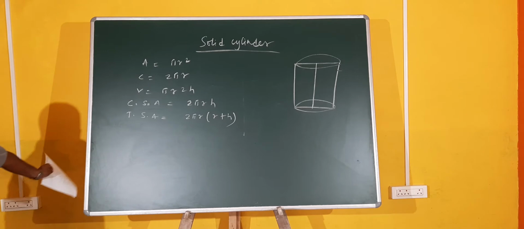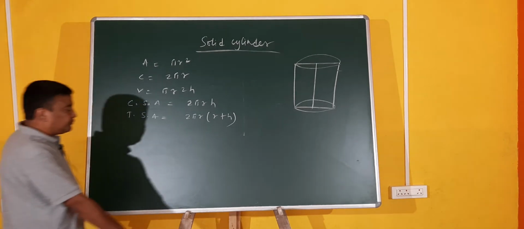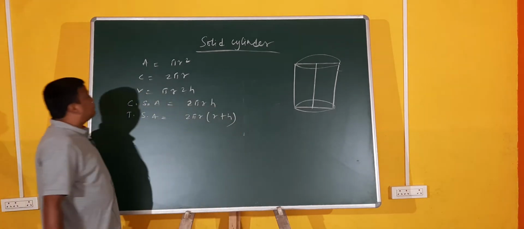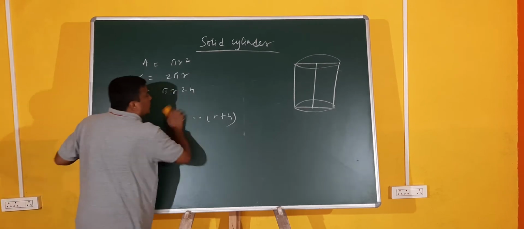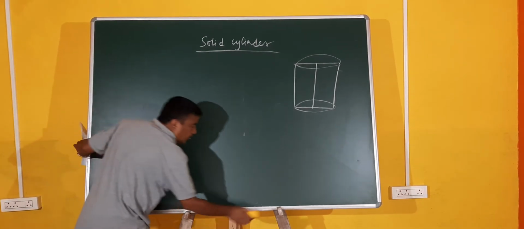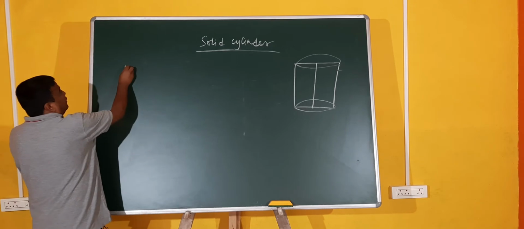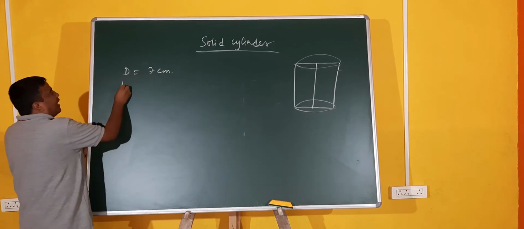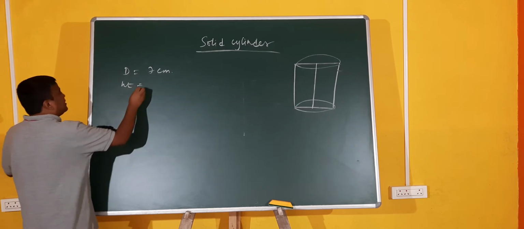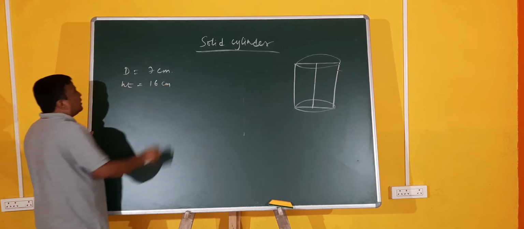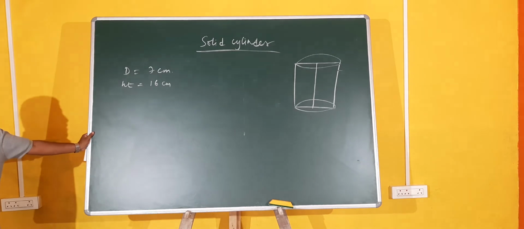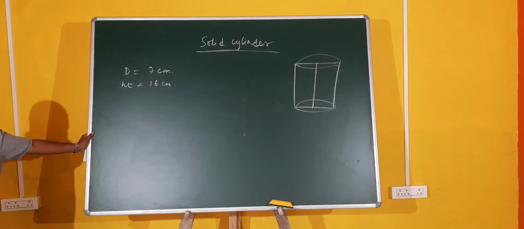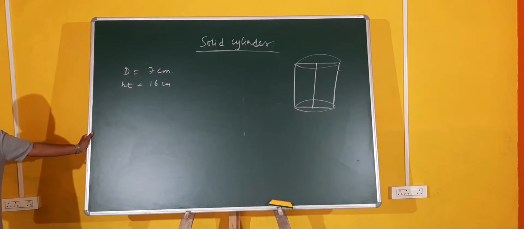Today's first question is example 1. Given diameter equals 7 centimeter and height equals 16 centimeter. Here diameter is 7 centimeter and height is 16 centimeter. So you have to find out everything: area, circumference, volume, curved surface area, total surface area.